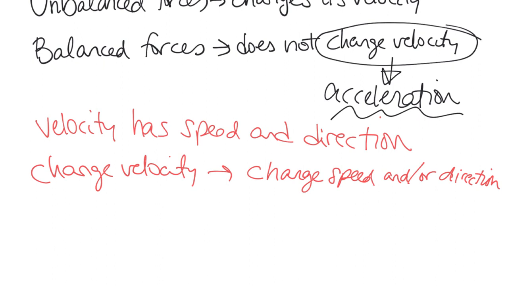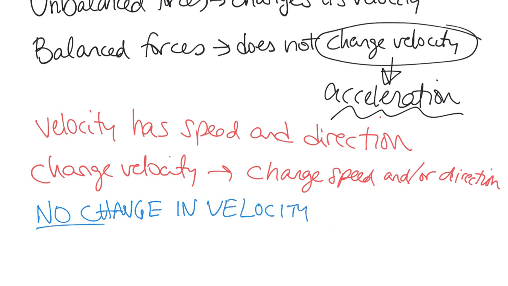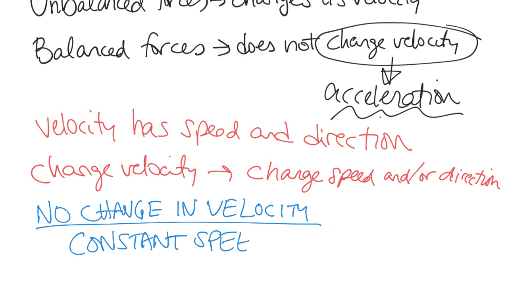So to change speed and or direction, but here's the really important part. So important that I'm going to change colors again. Green. What does it mean to have no change in velocity? Yeah? It's moving at a constant speed. Very good. Constant speed in a straight line is how I'm going to write it.